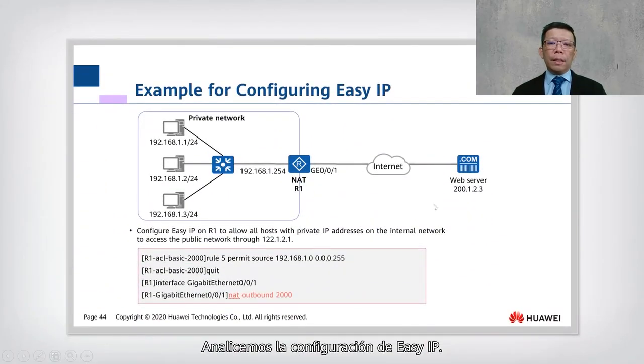So let's look into the easy IP configuration. Based on this topology, it's the same topology. I want you to take note of the configuration. There is no address group. You do not need to create the pool. You just have to say what the ACL is, and in this ACL, which IP address is allowed to translate. Then I just go to the interface and specify nat outbound 2000. That's it. This is so simple. This is how you can configure easy IP.